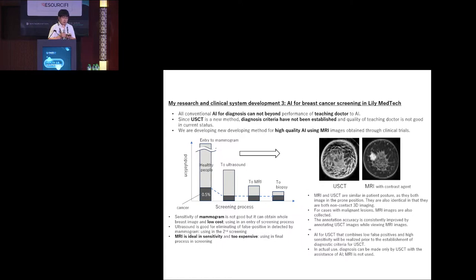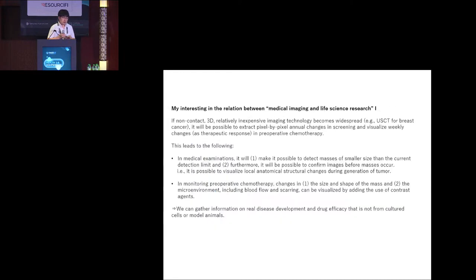In the left image, a typical screening process, the vertical axis shows the population. The current breast screening patient ratio is only 0.5%, and all people enter mammogram, but mammogram can detect only half of the patients, reducing the number of actual patients in this process. And then ultrasound and MRI, and to go to the final process, biopsy. MRI has good detectability, but the cost is too high. But our system combining USCT and MRI through AI is a very good method we are thinking of.